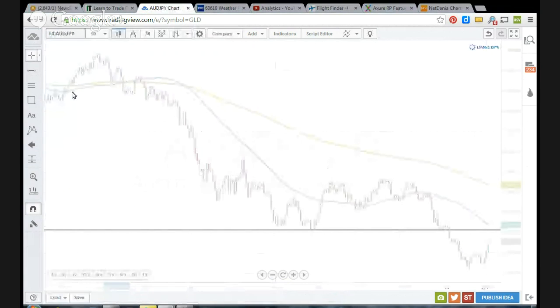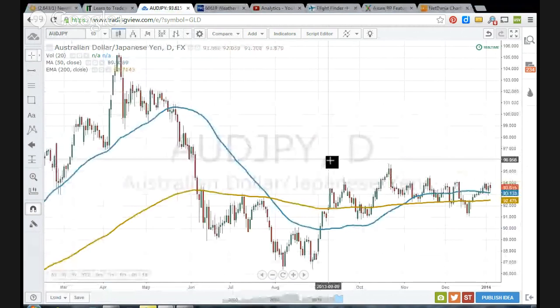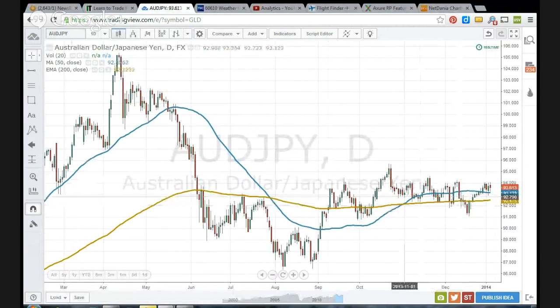Aussie yen. This is the one. Whereas the yen has really fallen against everything else, Aussie yen has not been trending. We've just been in this choppy range. It's not a trend. You could argue it's really been going back to September of 2013.